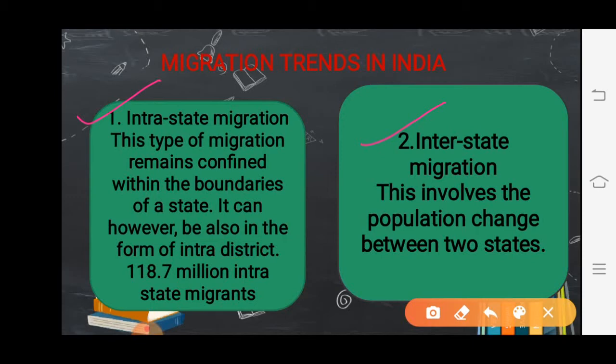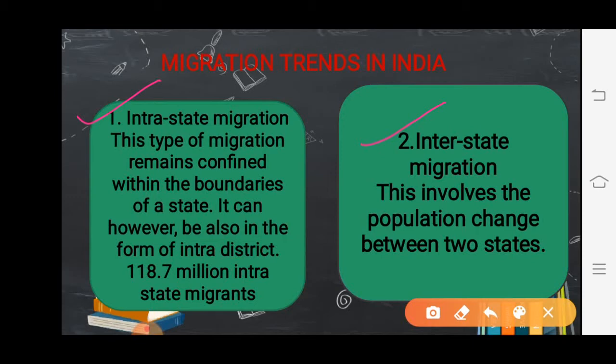According to 2011 census data, there were 118.7 million intrastate migrants. Now, what is interstate migration?